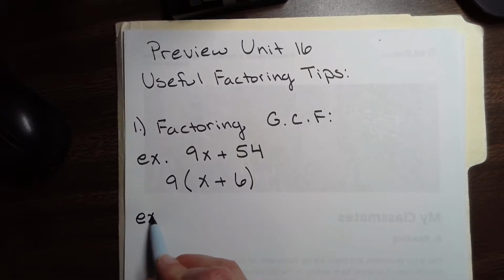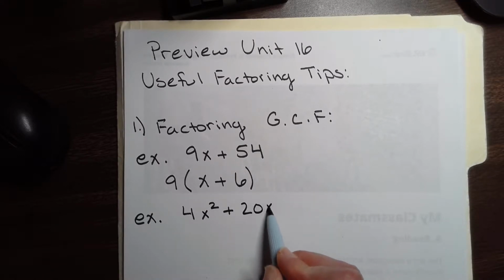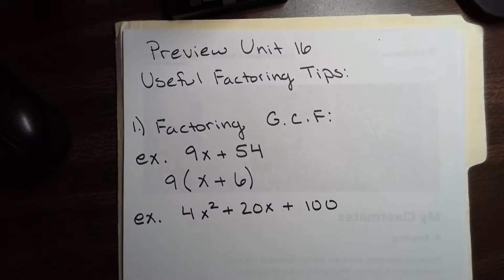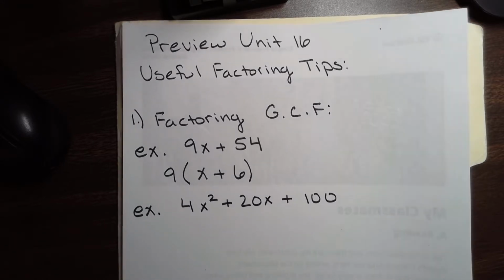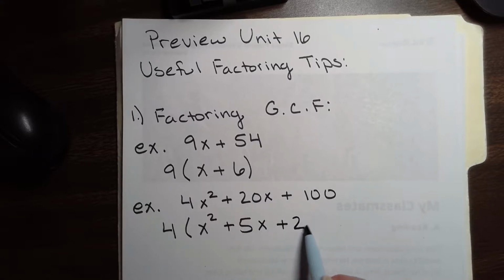Another example where you could use this method is with a trinomial. So if I look at something like this, 4x squared plus 20x plus 100. Again, we're trying to find the greatest common factor that can come out of each one of these terms. So that would be 4. And then what you would have left is x squared plus 5x plus 25. So these two examples are examples of factoring out a GCF.